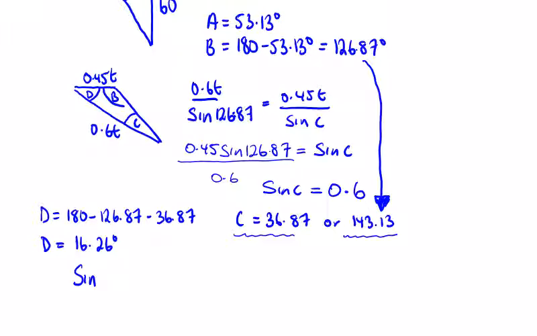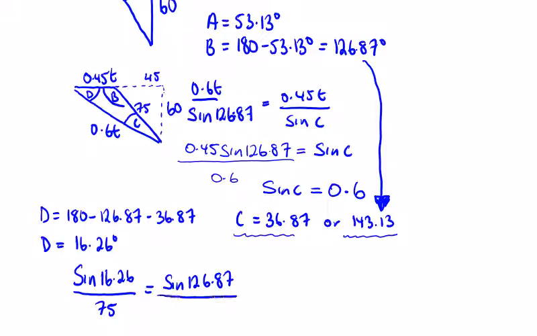So now I can say the sine of that. Do I have that distance? I do have that distance as well. I had it earlier: the width of the river was 60, that was 45, and we got 75 in here. So the sine of 16.26 over 75 is equal to the sine of 126.87 over 0.6t.